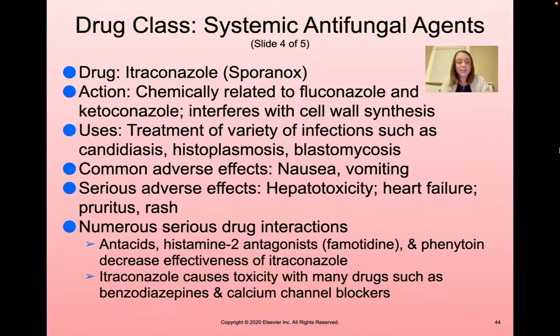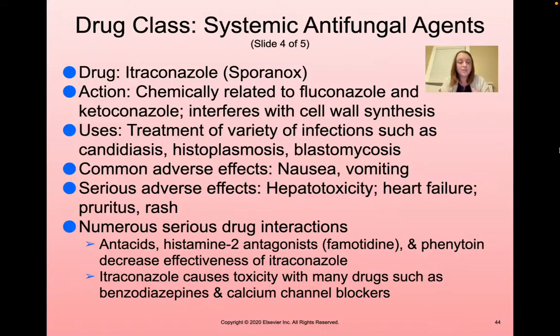Itraconazole is the next systemic antifungal agent, and you'll notice a lot of these antifungal agents end in azole, and you'll see that a lot. If you see something ending in azole, you can probably guess that it's an antifungal agent. So itraconazole or Sporanox, it's chemically related to fluconazole and ketoconazole. It interferes with cell wall synthesis is how it works. So we use it to treat a whole variety of infections like candidiasis, histoplasmosis, and blastomycosis.